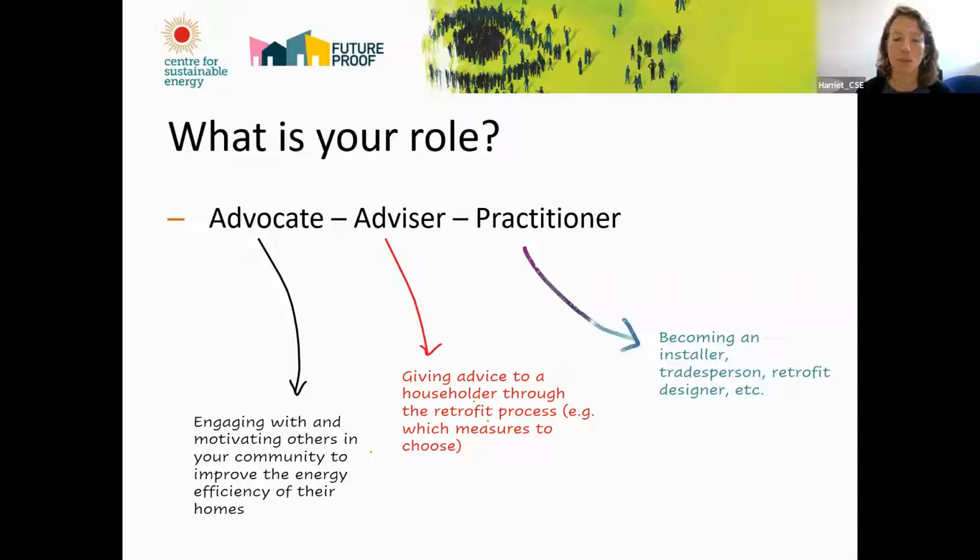And then the next level up is what we might call practitioner. So this is actually working in the retrofit sector on delivering retrofit. So an installer or a tradesperson or a retrofit assessor or designer. So this is where you're actually working to deliver the retrofit. And here we're really focusing on the advocate. So engaging with and motivating others in your community to improve the energy efficiency of their homes. So this is where Retrofit Basics is focused at, engaging people who see themselves as being an advocate in their community.